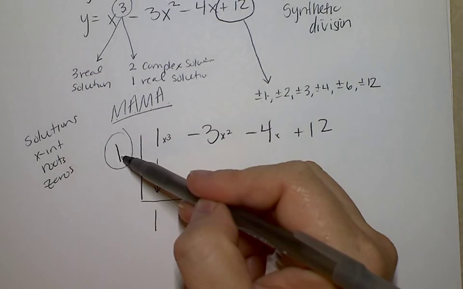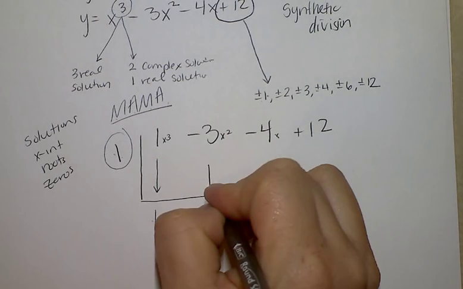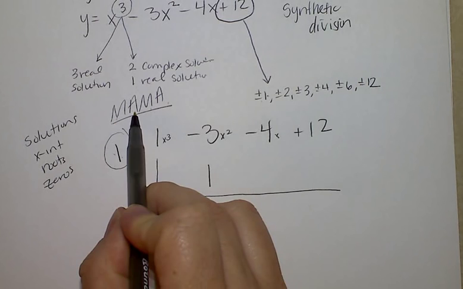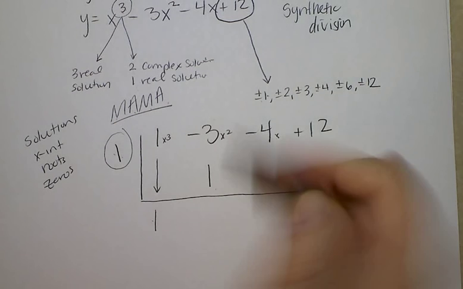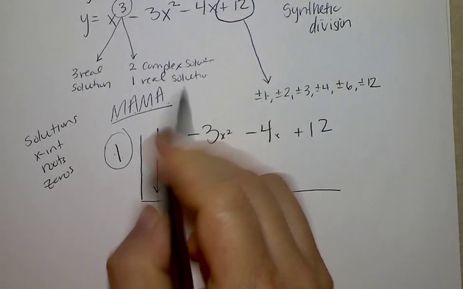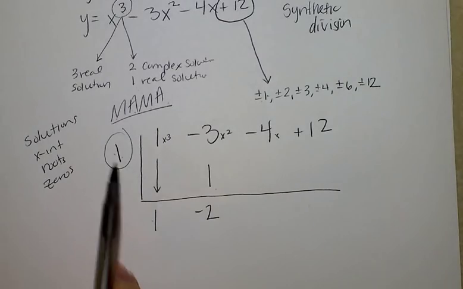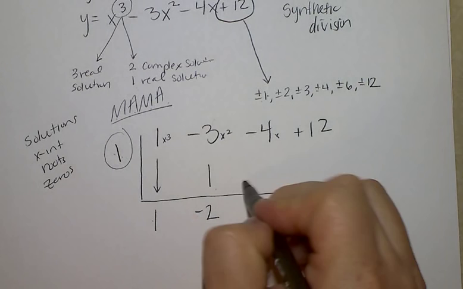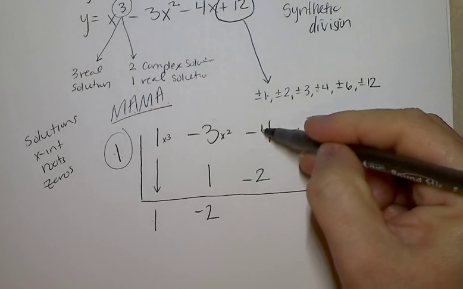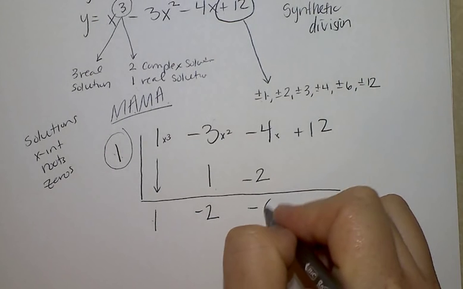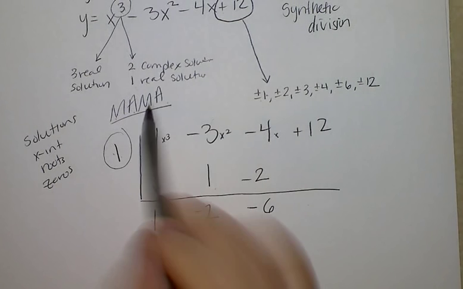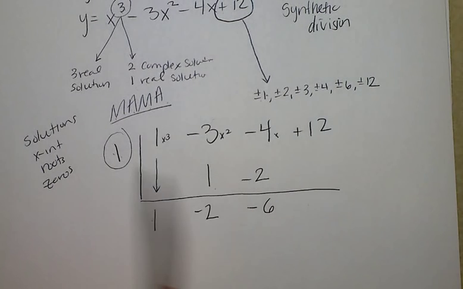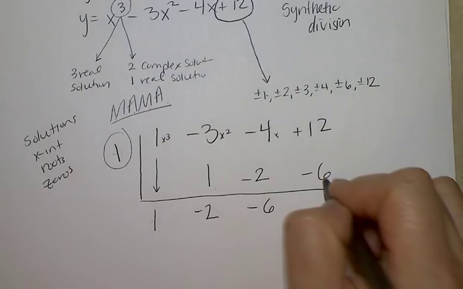1 times 1 is 1. Now we go to A for adding. We add straight down and end up with negative 2. We go back to multiplying. We always multiply with the outside number. 1 times negative 2 is negative 2. Add straight down to get an answer of negative 6. Go back to multiplying. 1 times negative 6 is negative 6. Add straight down to get an answer of 6.